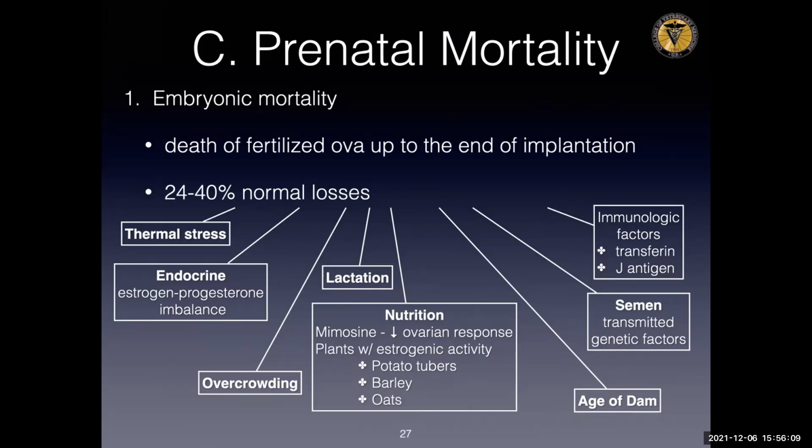Aside from ipil-ipil, you should also refrain from giving plants with estrogenic activity, such as potato tubers, barley, oats, basically feed products high in carbohydrates. Okay, you don't want that. This is the same as in humans, no? People always eating French fries, etc., get fat and then they have a lot of ovarian problems. We call it PCOS, polycystic ovarian syndrome. So that's the equivalent for humans.